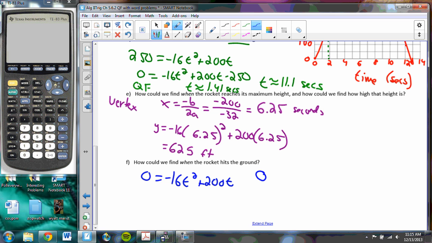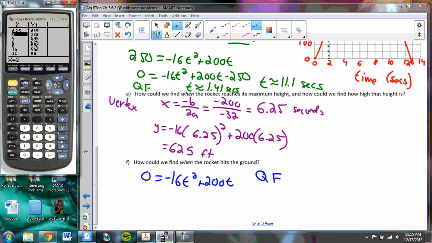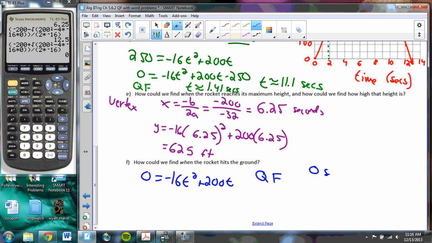So I'm going to do the quadratic formula here. And luckily, this is what's also really nice about your calculator. I can go back and edit my first equation and just change the negative 250s to zeros, and then change the minus to a plus. Here's the other one. It happens at 0 seconds and 12.5 seconds. Goodness.